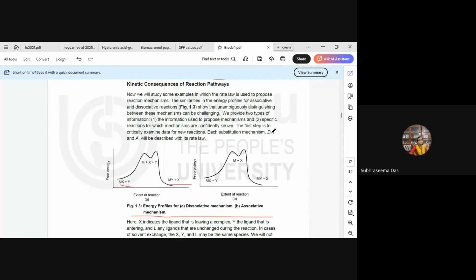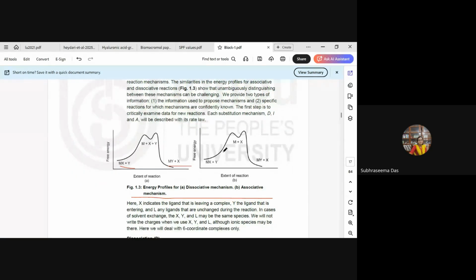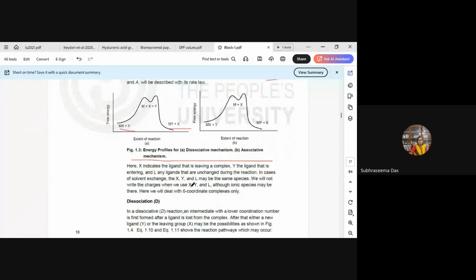There are two types of information we can see. The information used to propose mechanisms and specific reaction conditions should be known. So the first step is to critically examine the data for the new reactions. Each substitution reaction mechanism, that is D, I or A, will be described by its rate law. Here X indicates the ligand that is leaving the complex in MX plus Y. Y is the new ligand that enters the complex, and then the new ligand takes the place of X, and X goes out.